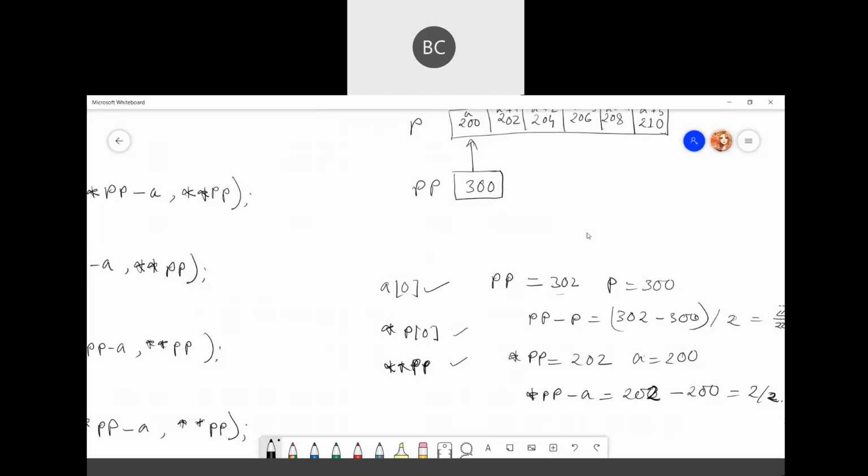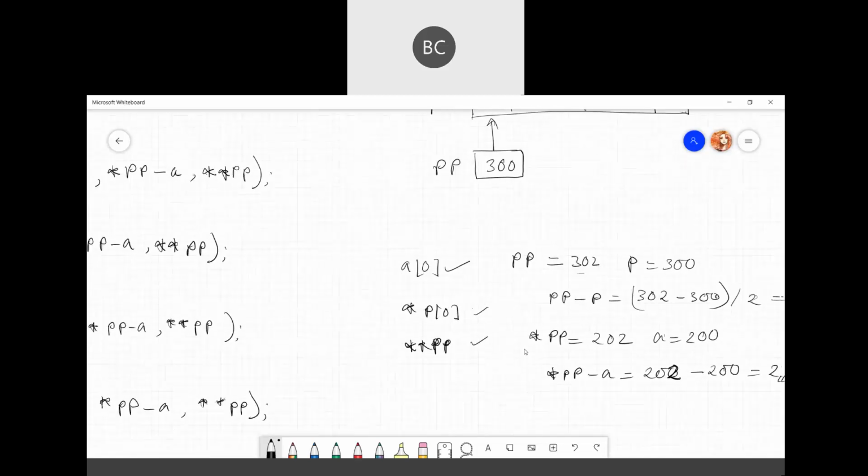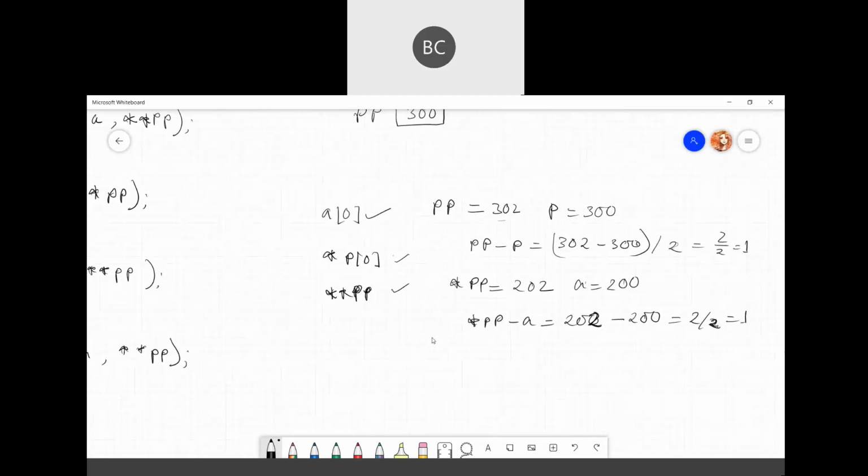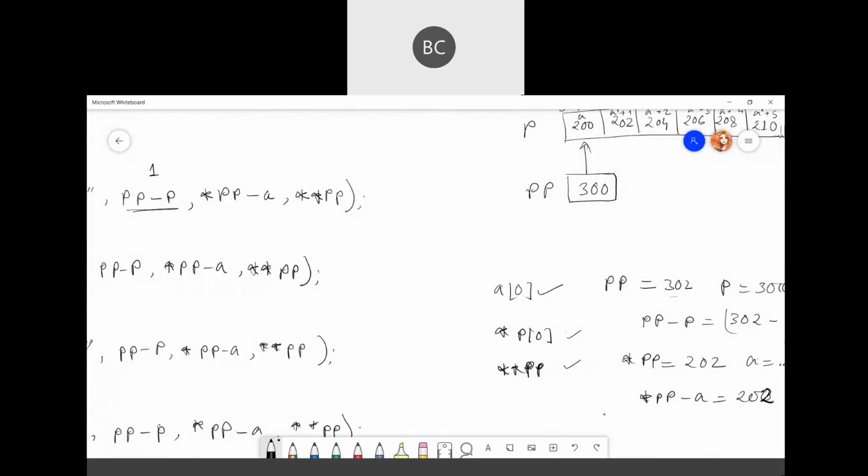So all the addresses we are increasing by 2. Okay, so these are the addresses. So you have to divide it by 2 also to get the values. Okay, so for this part also it will print 1.